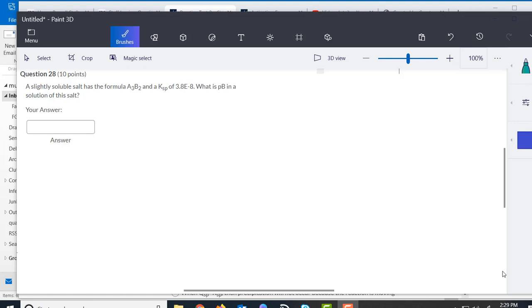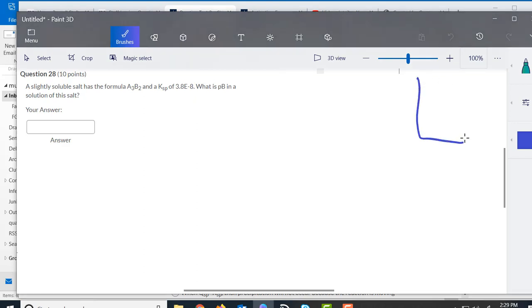Okay, so a problem like this one, you've got a slightly soluble salt. So the situation is like this. You've got a solution, and then on the bottom here you've got this salt, and some of it is breaking apart and forming ions in the solution. Now when it breaks apart, we've got A3B2.